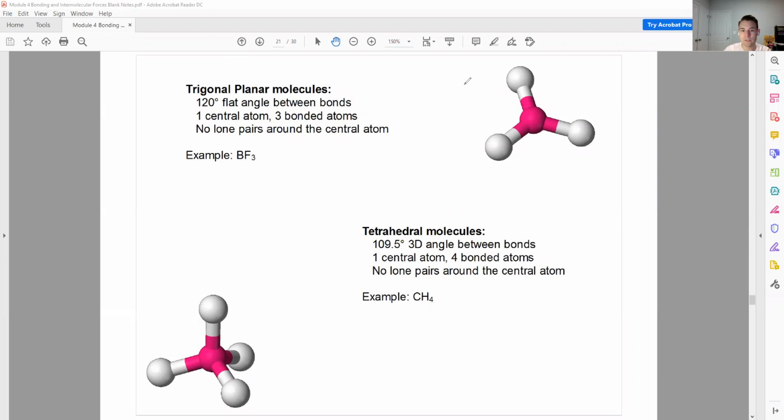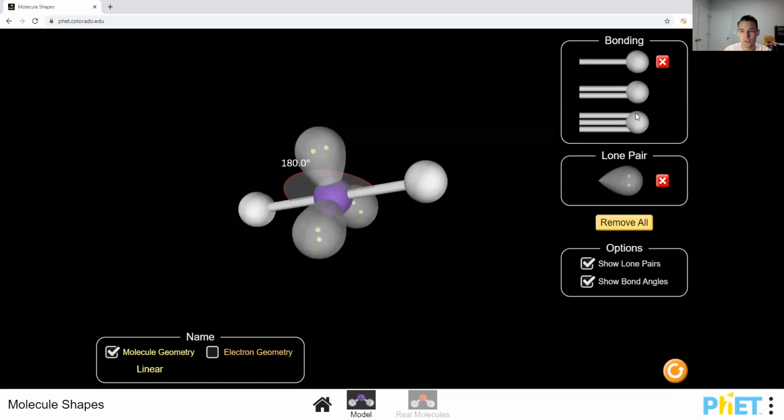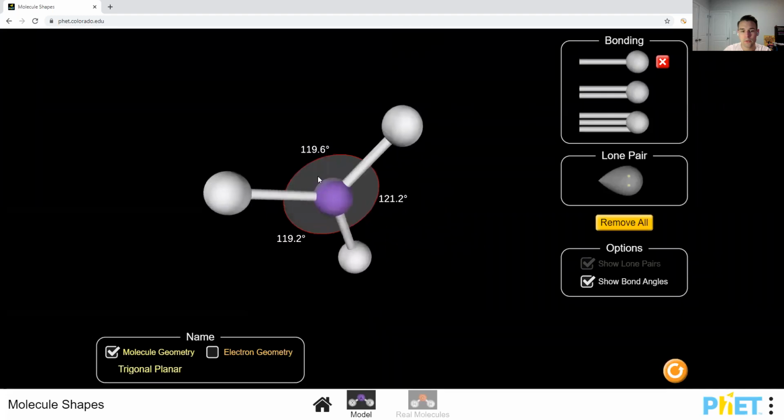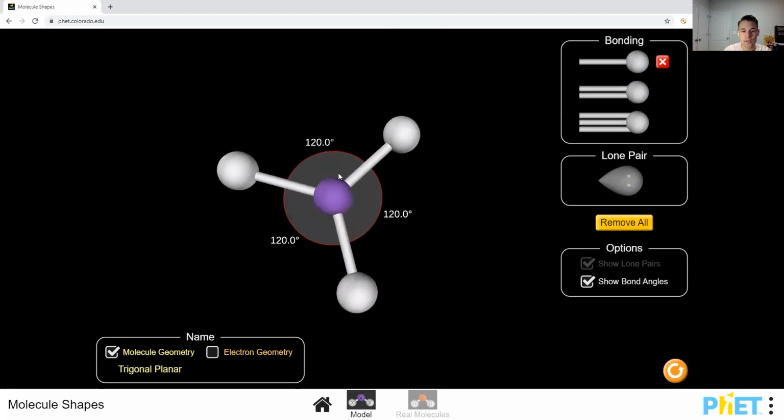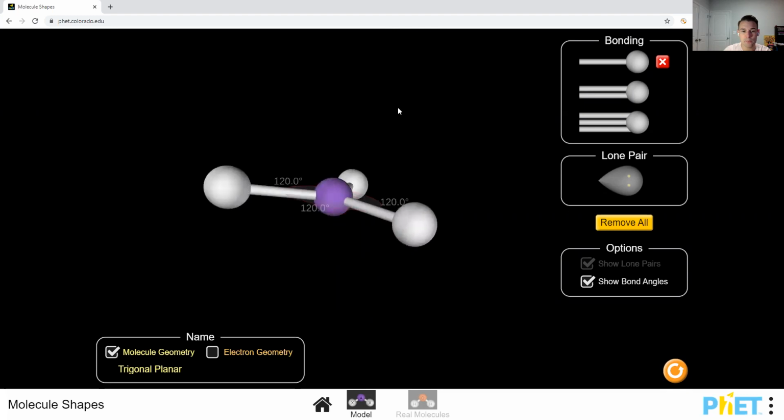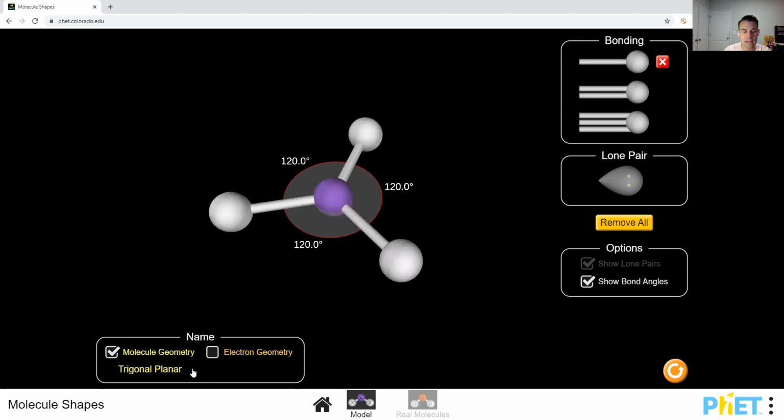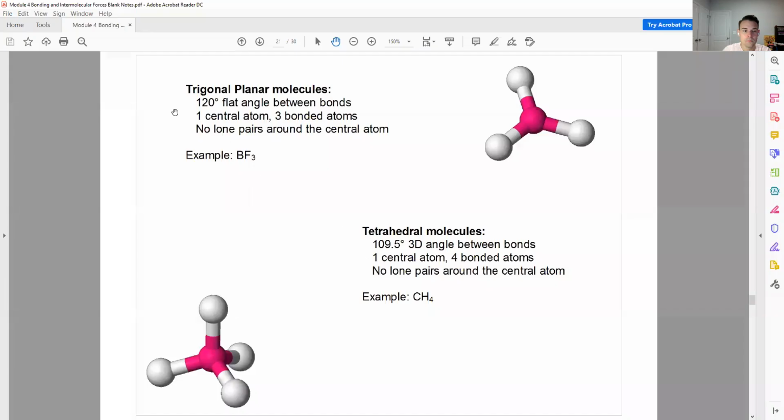So let me show you what that looks like in this simulation. One central atom with 3 atoms bonded to it, 120 degrees. That's a flat trigonal planar molecule. So again, one central atom, 3 bonded atoms, no lone pairs.